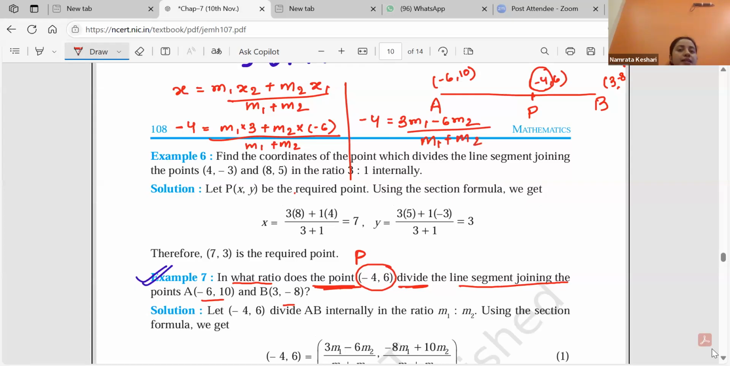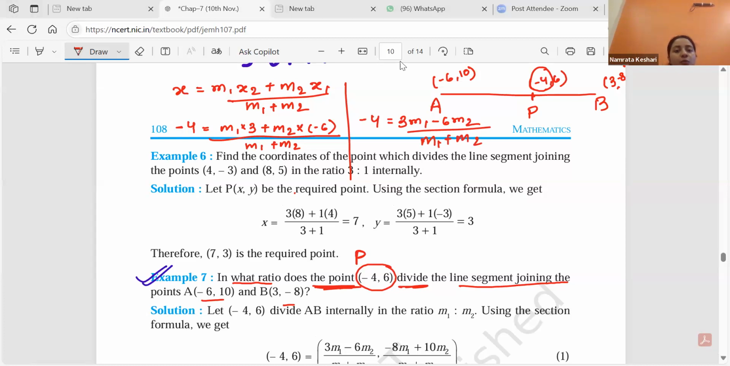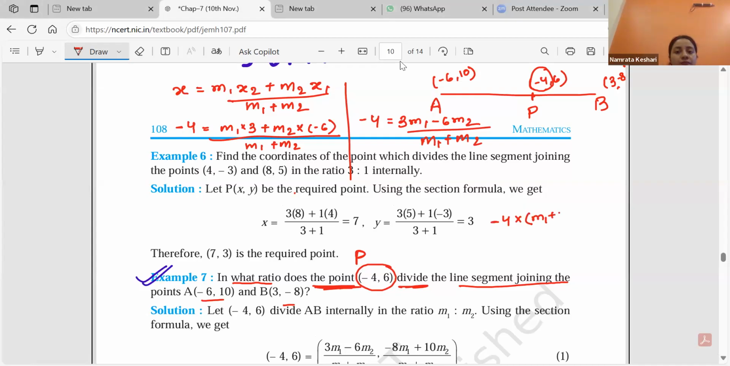Then you will change the side. The denominator on the RHS you will take to the LHS. Here it is in division, there it will be in multiplication. So you will end up having minus 4 multiplied with m1 plus m2 equals 3m1 minus 6m2.